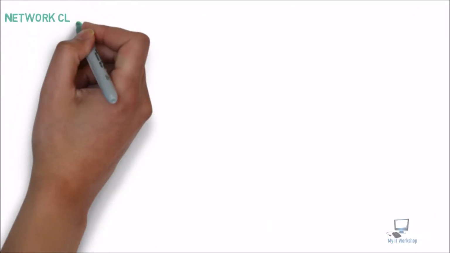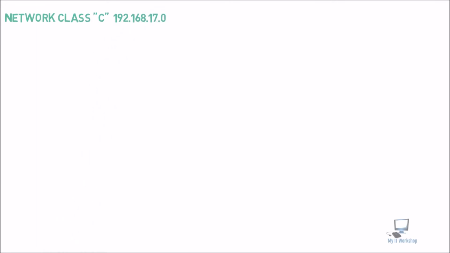So let's start. We're going to start with this example class C network, 192.168.17.0. Remember, we're not going to subnet based on hosts, but networks. So for this example, we're going to start with a small requirement. We need 5 networks. Let's say you have your Wi-Fi, your main LAN network, you have your servers, the IT department and the finance department. So we're going to find out how this is done.